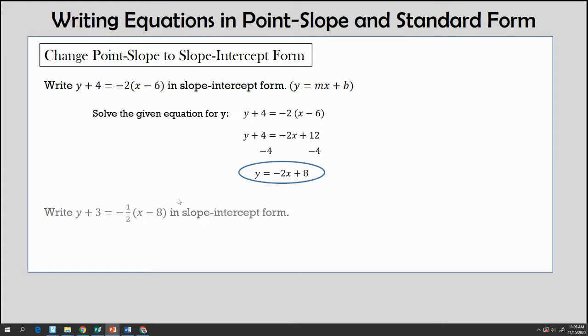Okay, let me have you guys do this one. I'm going to pause this right here if you would like. Take a second to distribute the negative 1/2, subtract 3. Tell me what you get. I'll wait a couple seconds, then I'll put it up here.